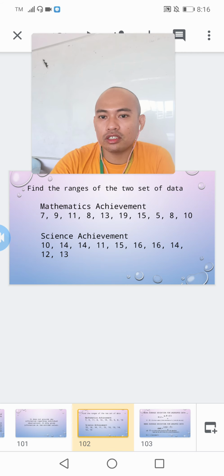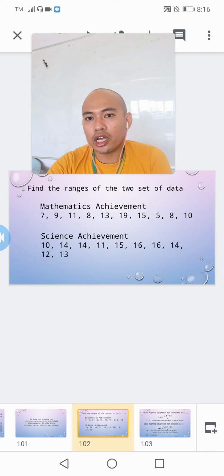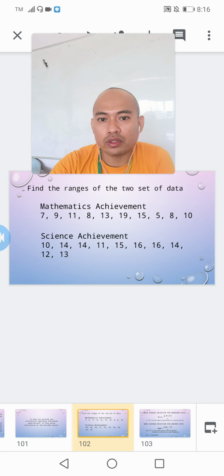While in the science achievement, the lowest value is 10, while the highest value is 16. Okay? So if we subtract the highest value and the lowest value, it will give you 16 minus 10, and that will be equal to 6. So as compared to the mathematics achievement having a range of 14, the science achievement has a range of 6.